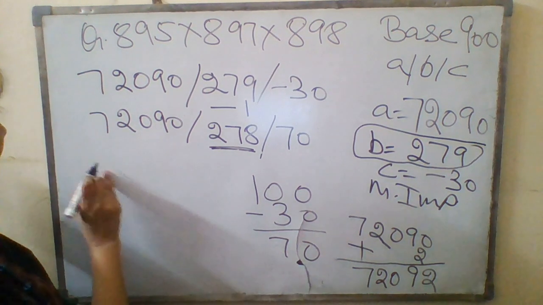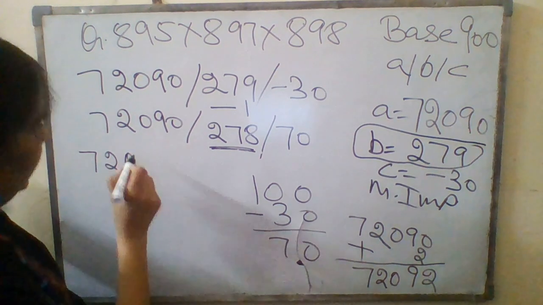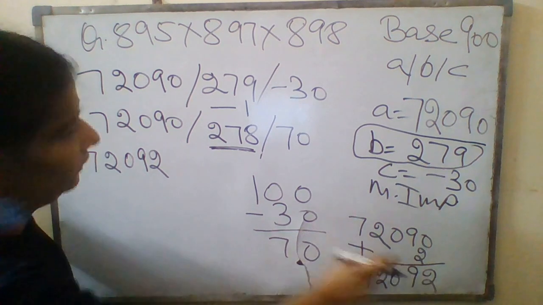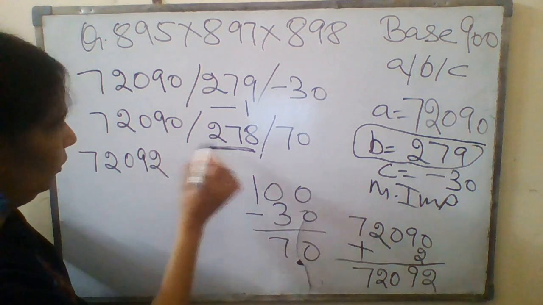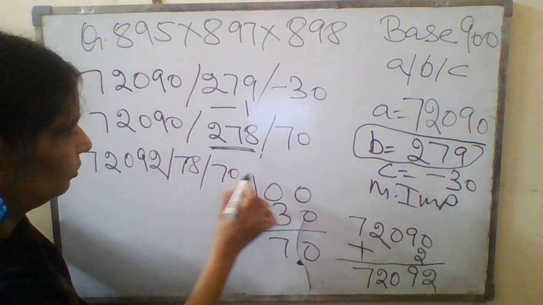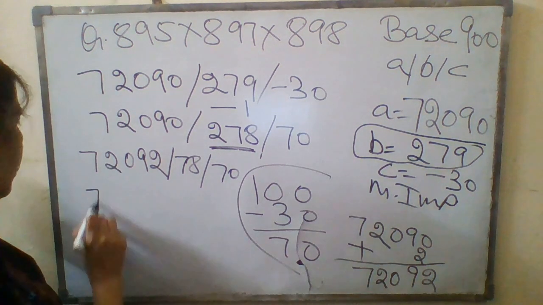So in A part, now you will write down 72092, and this you have already added here. So now ignore this. Now slash 78 slash 70. Okay. And now you see, this is your final answer. You write down all these together.